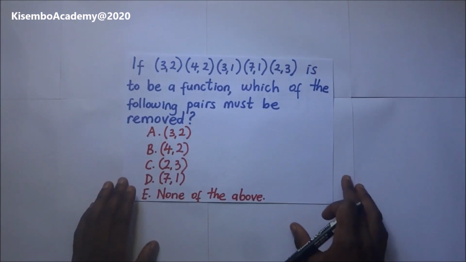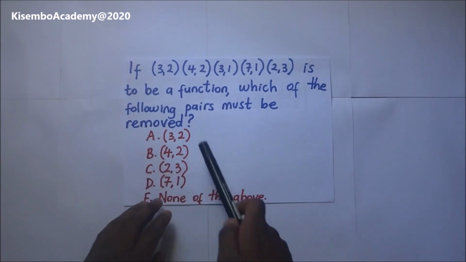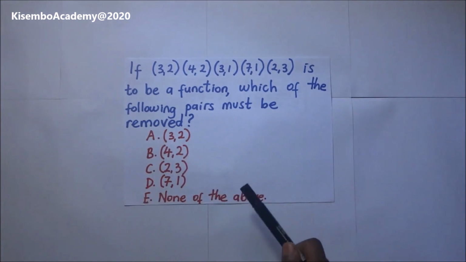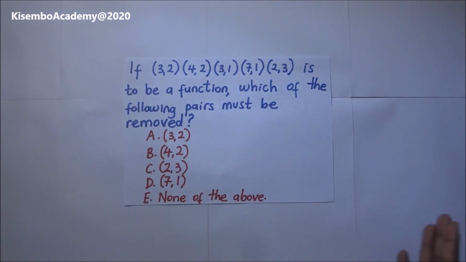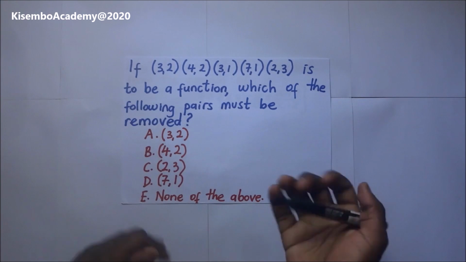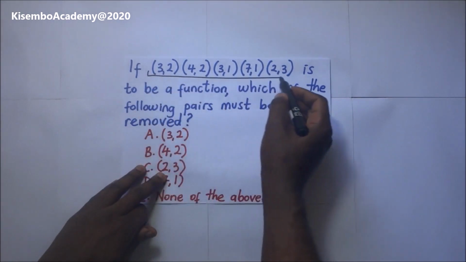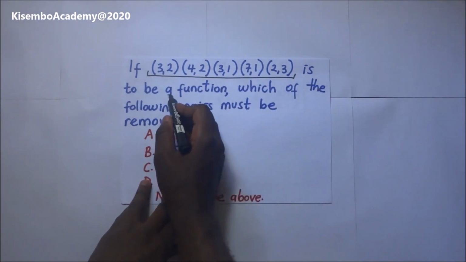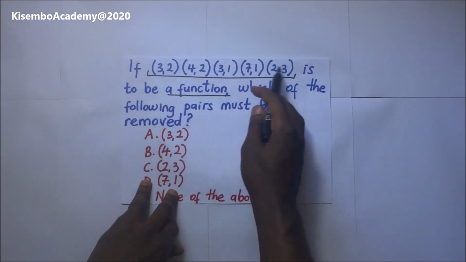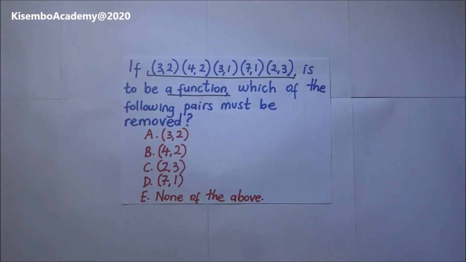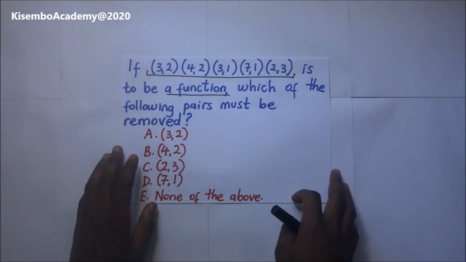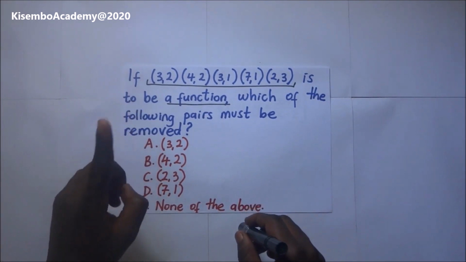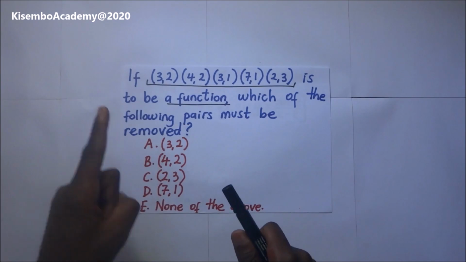First example is more of an objective. If (3, 2), (4, 2), (3, 1), (7, 1), and (2, 3) is to be a function, which of the following pairs must be removed? Now if you look at this set of ordered pairs, the question is asking us that if it is to be representing a function, it means that one of these ordered pairs must be removed. From what I've been explaining earlier, we know that the uniqueness of a function is this, that one input corresponds to one output specifically.